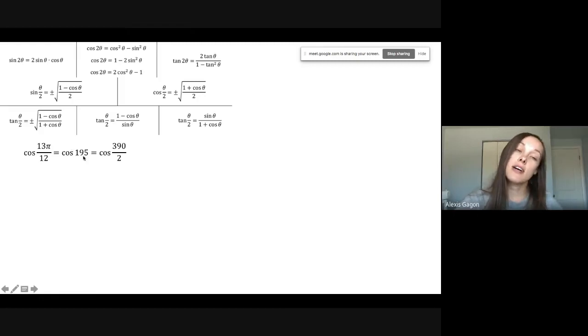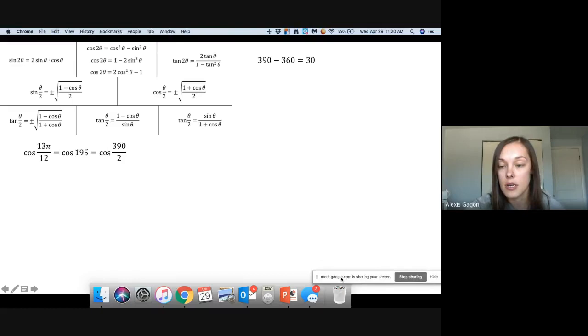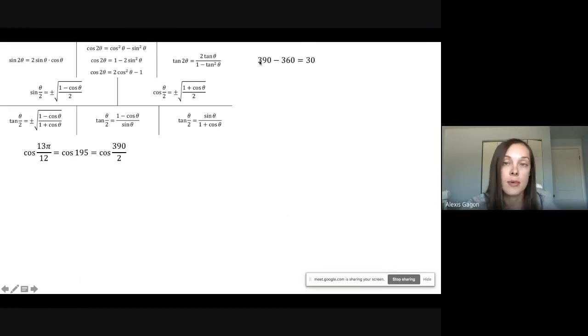So 195, if I double that, that's the same as 390 over 2. Okay, whoops, I need to move this. So 390, that's if we look at our normal unit circle, we have 0 to 360. 390 is obviously bigger than 360. So let's find the coterminal angle that's between 0 and 360, and you get 30. So that means that the cosine of 390 is the same as the cosine of 30. Okay.